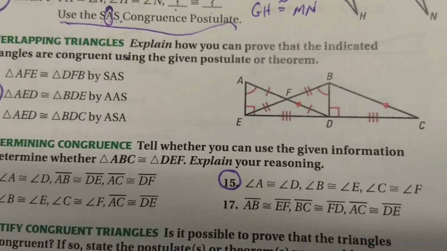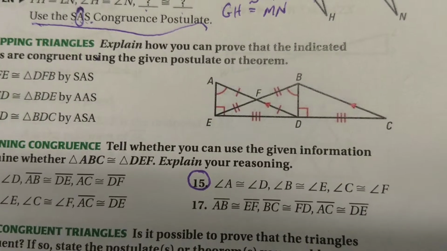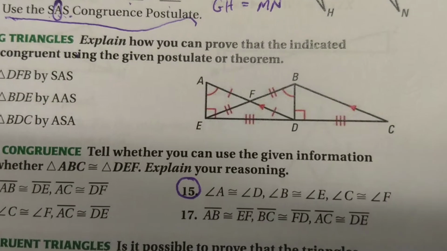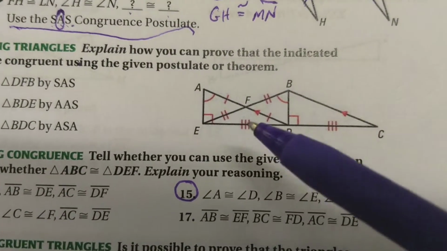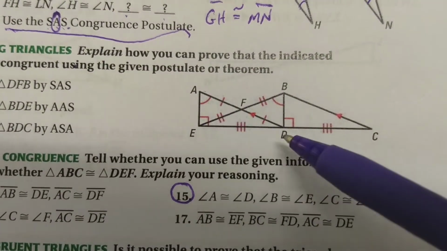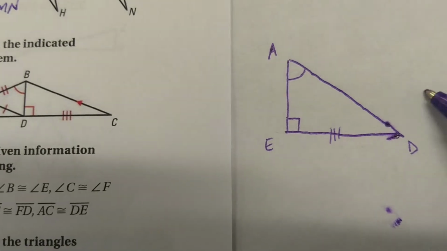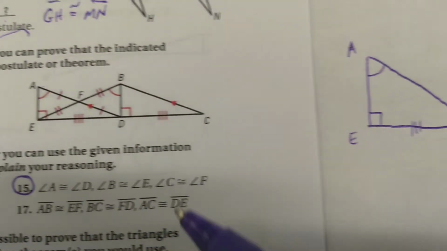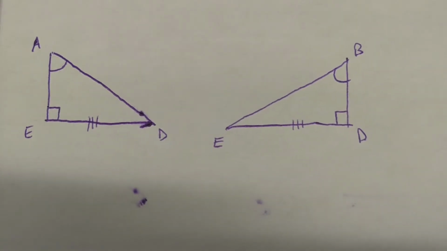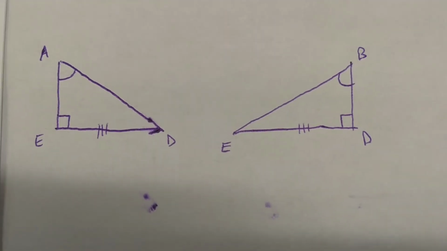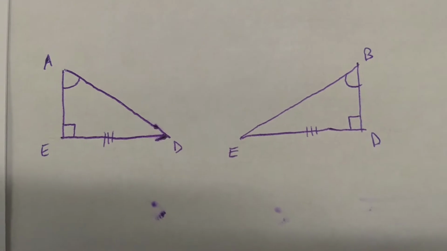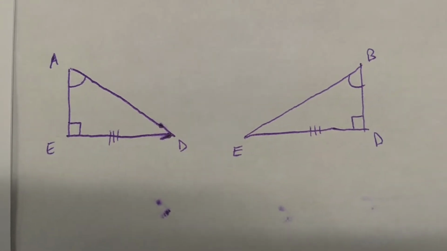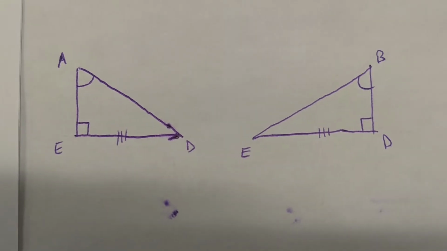So whenever you have overlapping triangles, I would really strongly suggest just redrawing the parts of the diagram that you need. In this case, I took triangle AED and redrew it over here. And I took triangle BDE and redrew it next to it over here. When I've got two triangles like that side by side, it's a whole lot easier to compare the corresponding parts and determine whether I've got congruence or not.